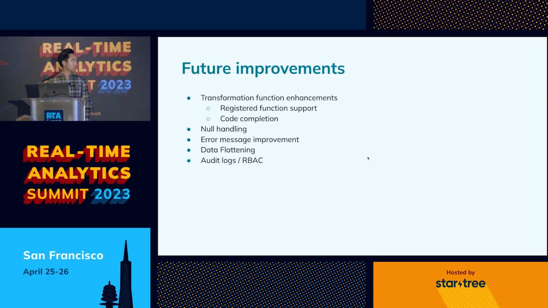We also want to improve our transformation functions. As you saw in the demo, I had to type in the to-date time conversion, but we want to make this a lot easier for our users. So we do want to support registering your functions as well as some kind of code completion so that users don't have to cross-reference with the documentation. We also want to improve our null handling, our error messaging, support for data flattening, and we also want to add audit logs and RBAC functionality in the future.